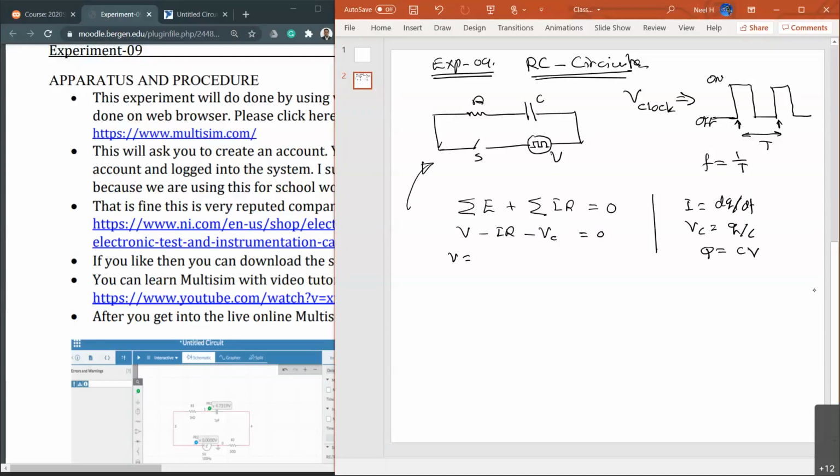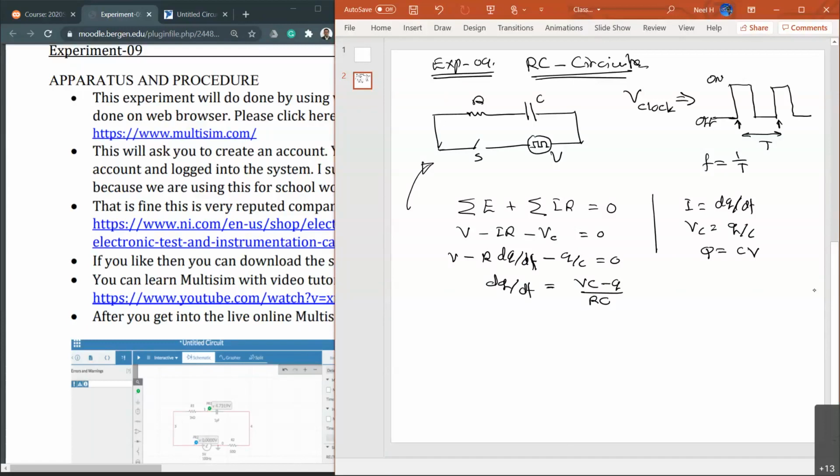We did this earlier too, right? V minus I R, with I as dq over dt, minus Q over C equals 0. Then you rearrange this a little bit. Then you will get a differential equation: dq over dt is equal to (V minus Q over C) divided by R, that is, (VC minus Q) divided by C times R. Then you rearrange this one. After you rearrange, you can get a solution for the charge on this circuit.